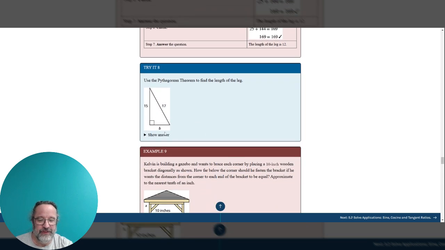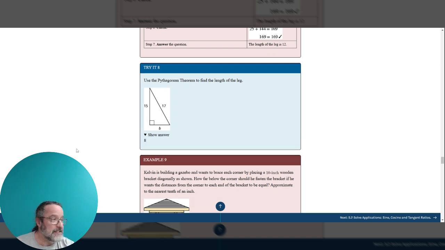Here they want us to find the length of the short leg, which they've labeled b. Same concept: 15 squared plus b squared equals 17 squared. I believe 17 squared is 289 and 15 squared is 225. So 289 minus 225 is 64, which means the square root of 64 is 8. I did the math in my head well today. That's all we did there.